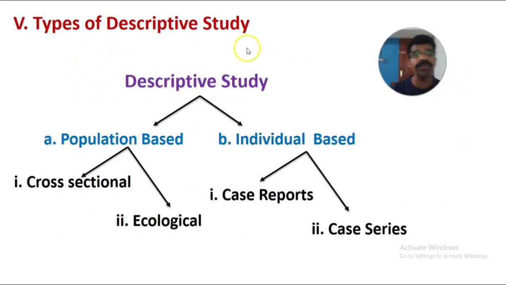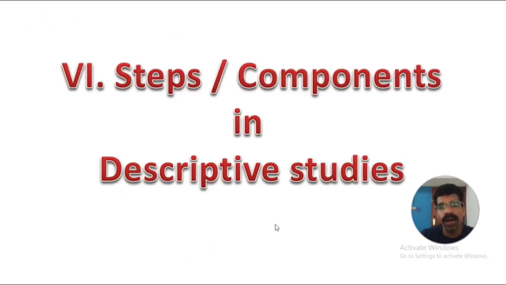Next is types of descriptive study. Under descriptive study, there are 2 types: population based and individual based. Population based study includes cross-sectional study and ecological study. Individual based includes case reports and case series. I have explained this in detail in my video about the classification or categorization of epidemiological studies. You can go through that and get the correct and accurate meaning of the different types of descriptive study.